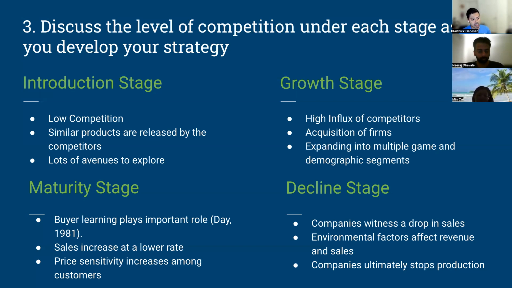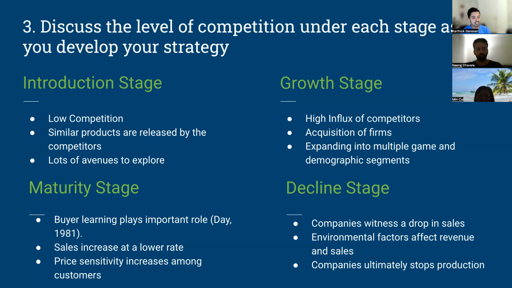And moving on to the maturity stage, this is a stage where companies get really comfortable, and the sales attain a flat curve. And here comes a major part to play for buyer learning, where buyers are already experienced and they know how the product is, and they need much more convincing to invest into the product more. And also price sensitivity increases. If the game is not good, then the price will drop as quickly as possible, because the sales will drop and they have to compensate for that by reducing the price.